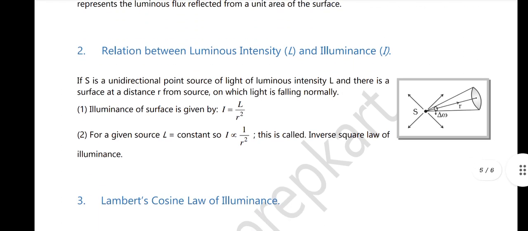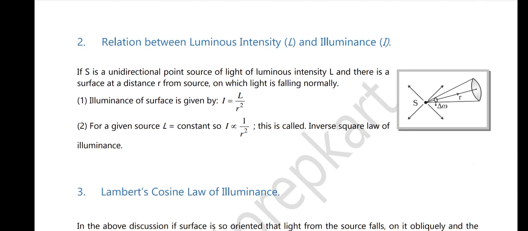The relationship between luminous intensity and illuminance: if S is a unidirectional point source of light of luminous intensity L, and there is a surface at a distance r from the source on which the light is falling normally, as you can see in the diagram, then the illuminance of the surface is given by I = L/r².